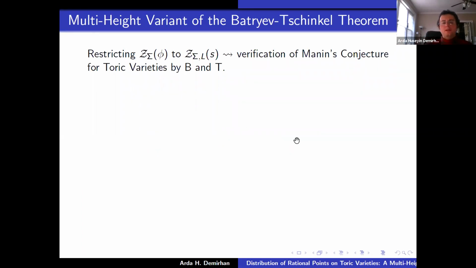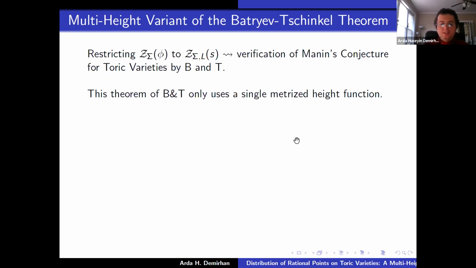Since we want to use Tauberian theorems, we need to know analytic properties of height zeta functions. In the work of Batyrev and Tschinkel, they restrict phi to a single line to verify Manin's conjecture for toric varieties. This is a key step in their argument, and they only use a single metrized height function. In our work, the key difference is we don't consider this restriction at all.